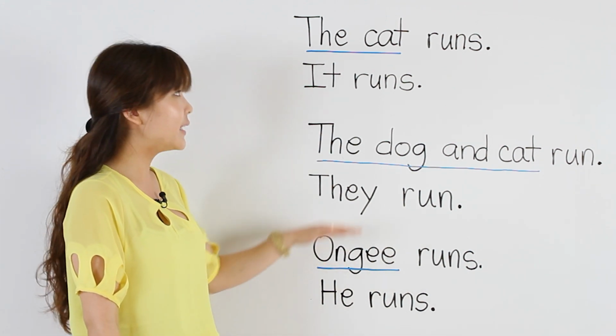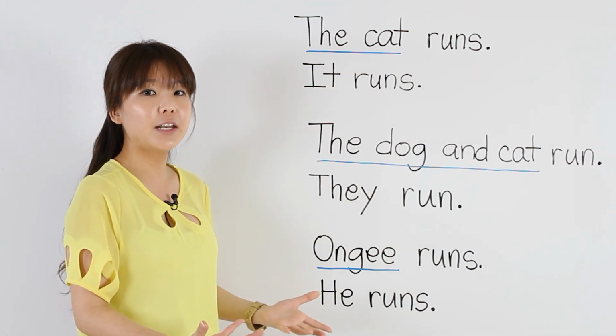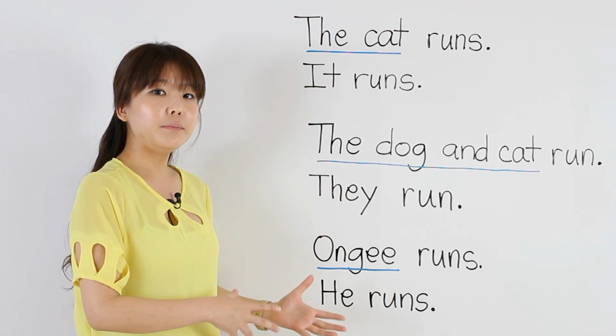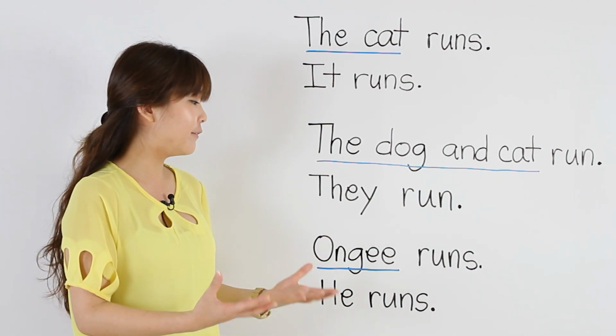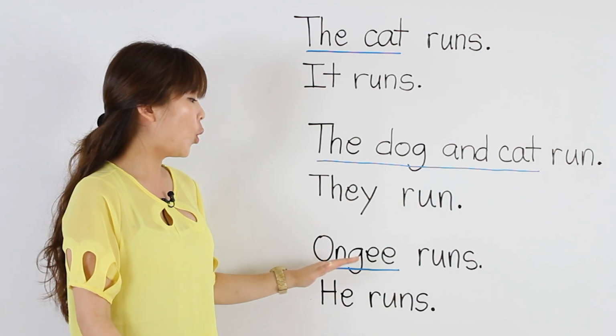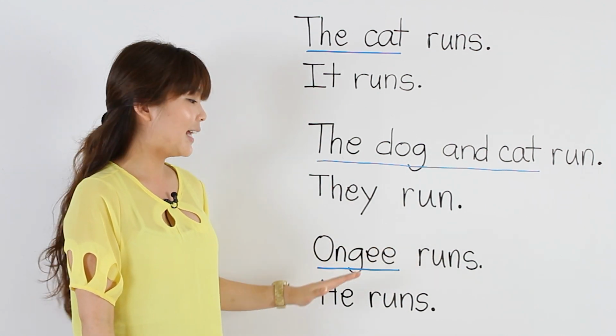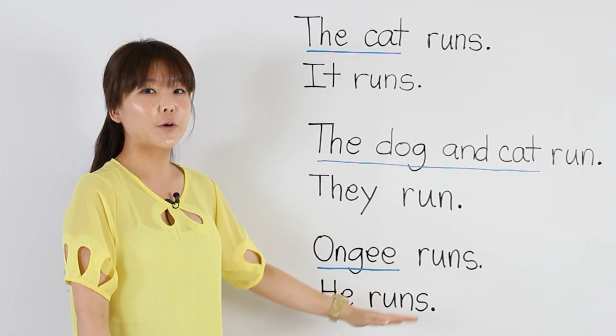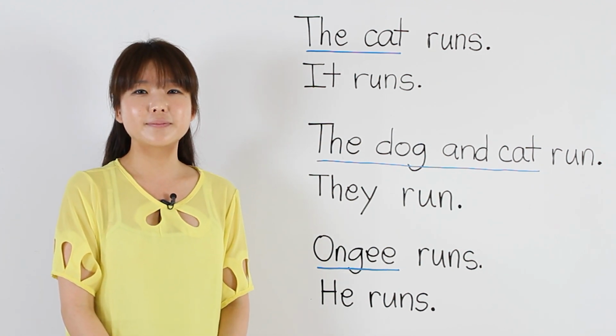Okay. Ongi is a cat. He's an animal, but he has a name. He's a boy cat. Okay. And I love him and he's like family. So Ongi runs. I can say he runs. Okay. Let's move on to the next part.